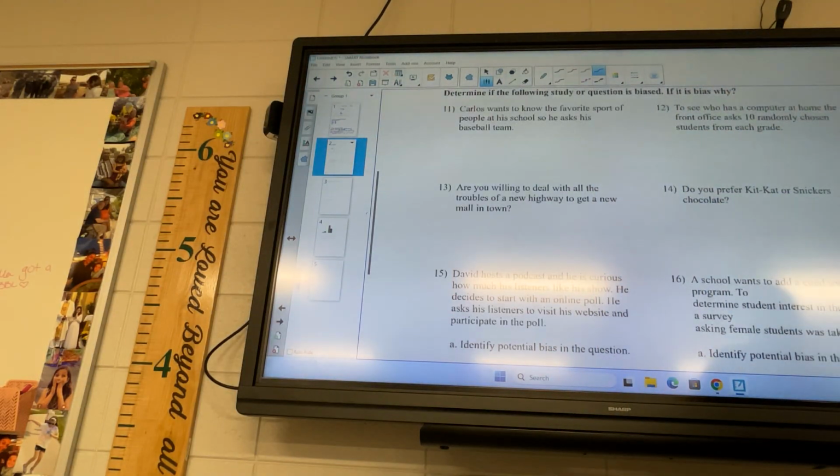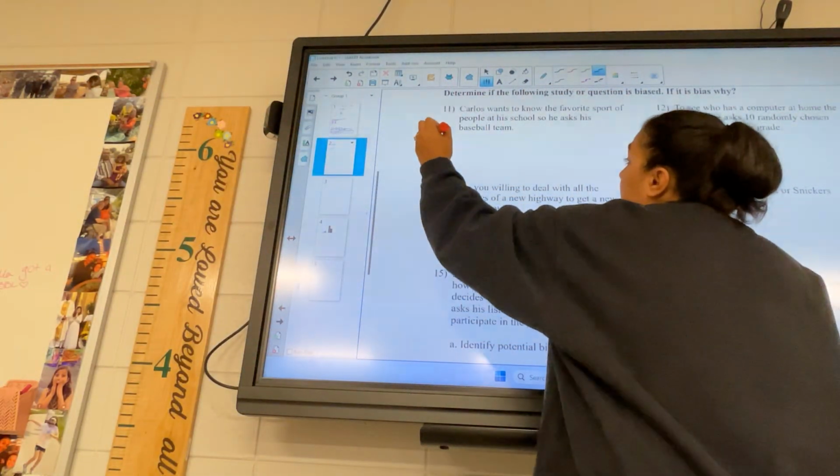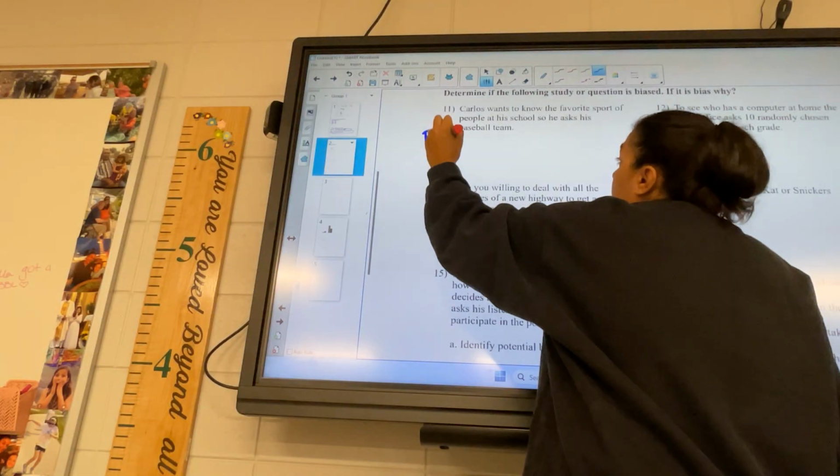Is the study or question biased or unbiased? And if it's biased, why? Carlos wants to know the favorite sport of people at his school, so he asked his baseball team. Is that biased or unbiased? Biased. Why? He's only asking the baseball team. What do you think their favorite sport is? Probably baseball.